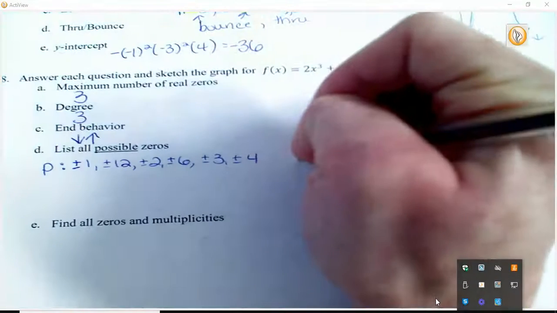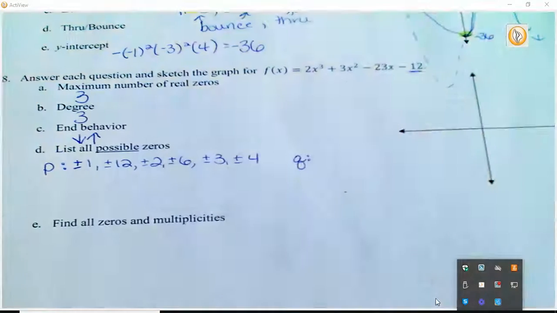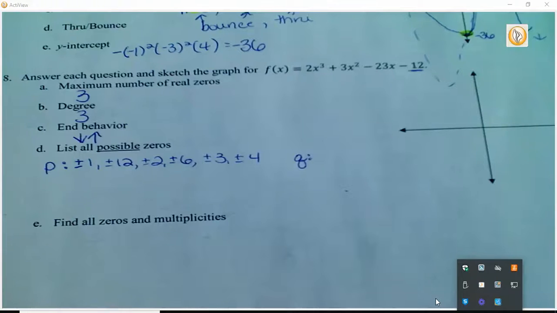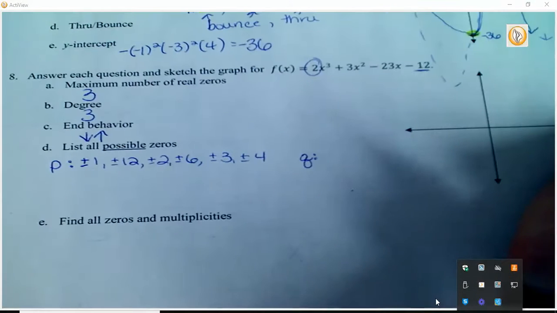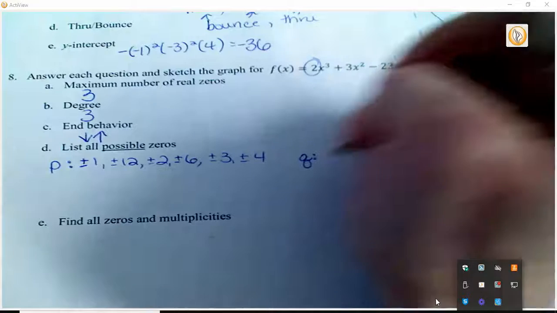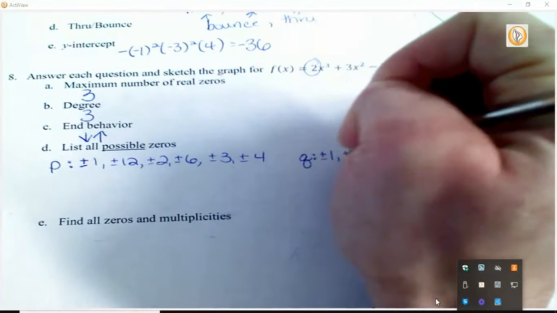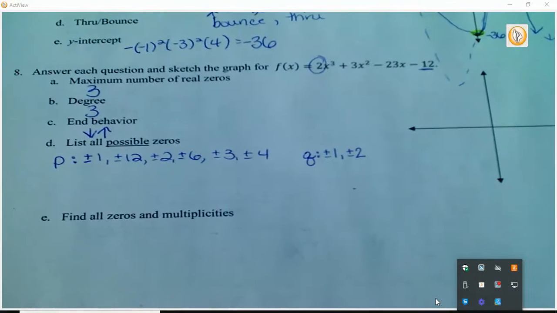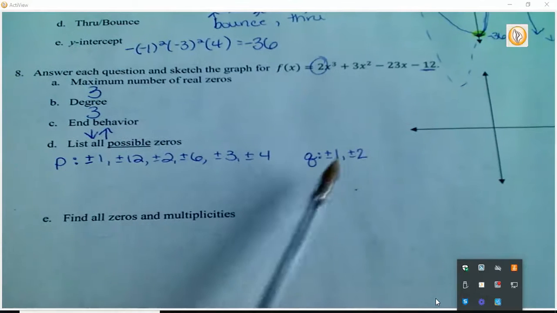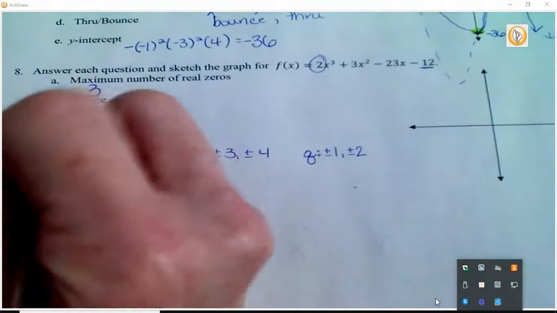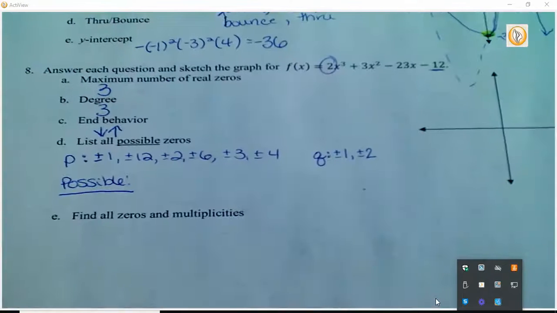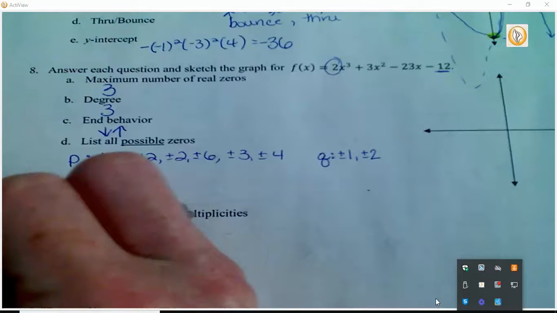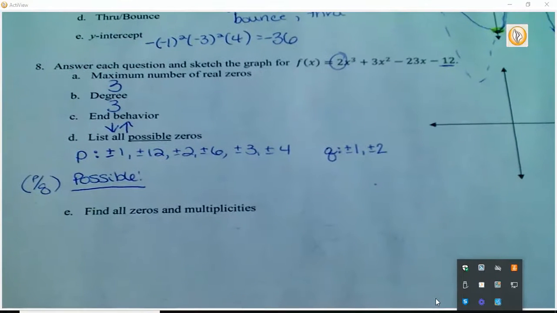Okay, then you need Q. Where does Q come from? Leading coefficient, which was our 2. What's everything that goes into 2 evenly? Plus minus 1, plus and minus 2. So on the quiz, I expect you list your P's, you list your Q's, and then from that we make our list of possible zeros. These are the things that might work. Remember, to do that we do P divided by Q.